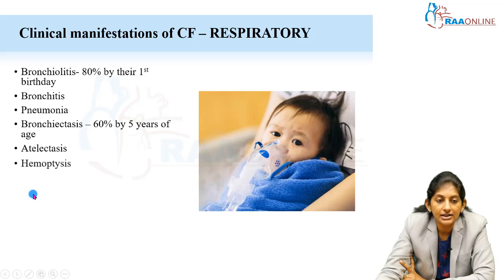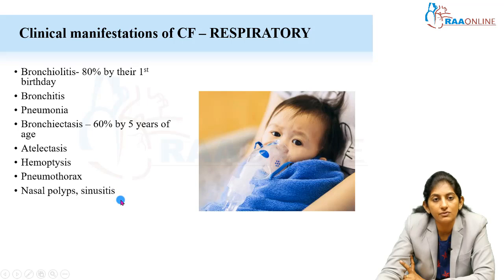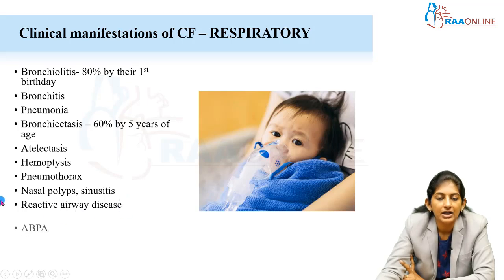There can be atelectasis, hemoptysis, pneumothorax, and upper airway involvement is also there. These children can have nasal polyps and sinusitis, just like primary ciliary dyskinesia, which also affects the upper and lower airway. These patients can also have nasal polyps and sinusitis, and there is a close association with reactive airway disease. So they may need bronchodilators and nebulizations with bronchodilators.